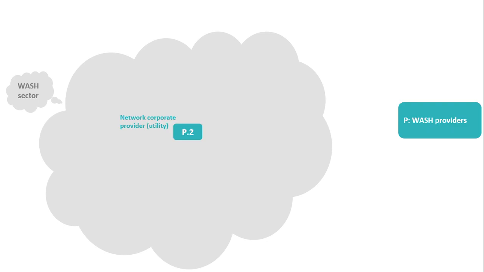At the center of the WASH sector, we have those actors or entities that are providing WASH services. These are the P classifications, WASH providers. In this example, we have P2, which is network corporate providers. Imagine, for example, that you have a utility providing water through a network system.